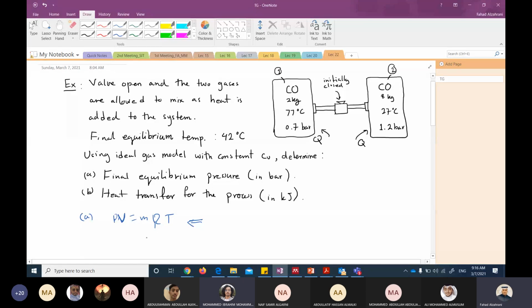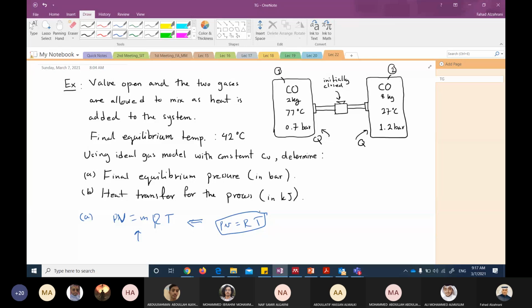Okay, it's not a problem. We will look into that. I can show you. But in general, you should at least have an idea of what you can use. I told you this is the ideal gas model. When I say ideal gas, this equation, PV equals mRT, can be applied at any state. I can apply it at state 1, state 2, the initial state, the final state. At any time I can apply this equation.